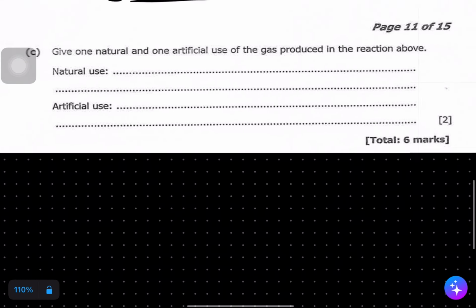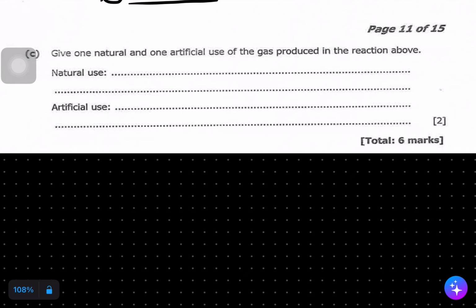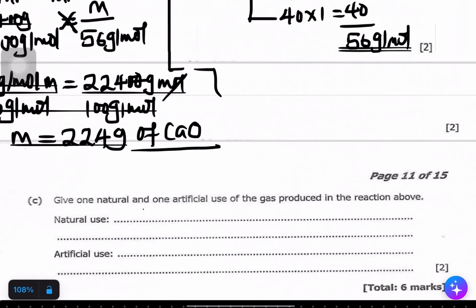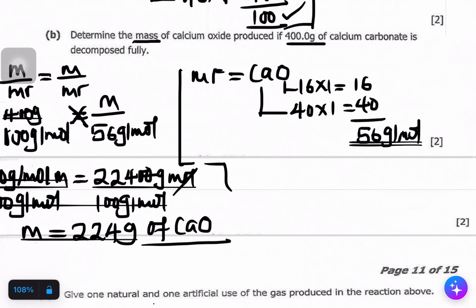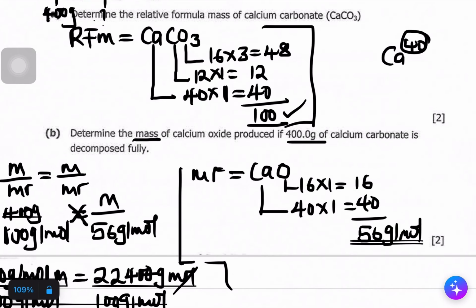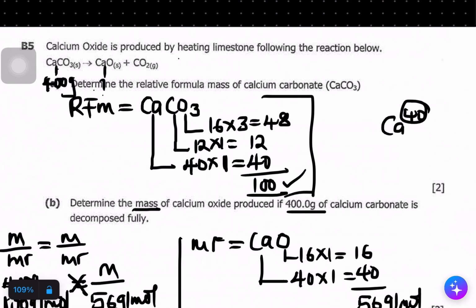The other question was on the uses: give one natural and one artificial use of the gas produced in the reaction above. So what is the gas produced in the above reaction? We have carbon dioxide. Carbon dioxide is the gas that is produced when the calcium carbonate decomposes.